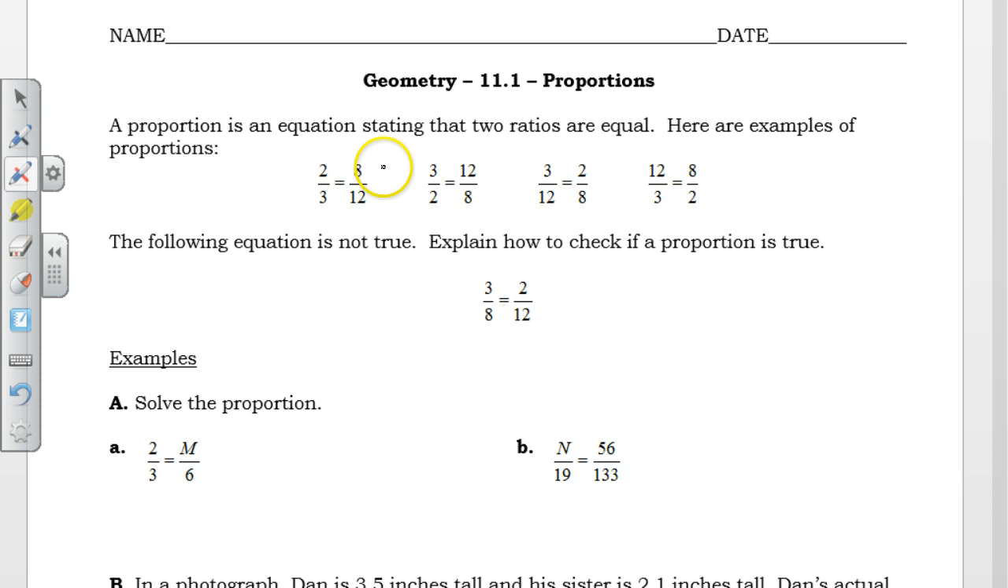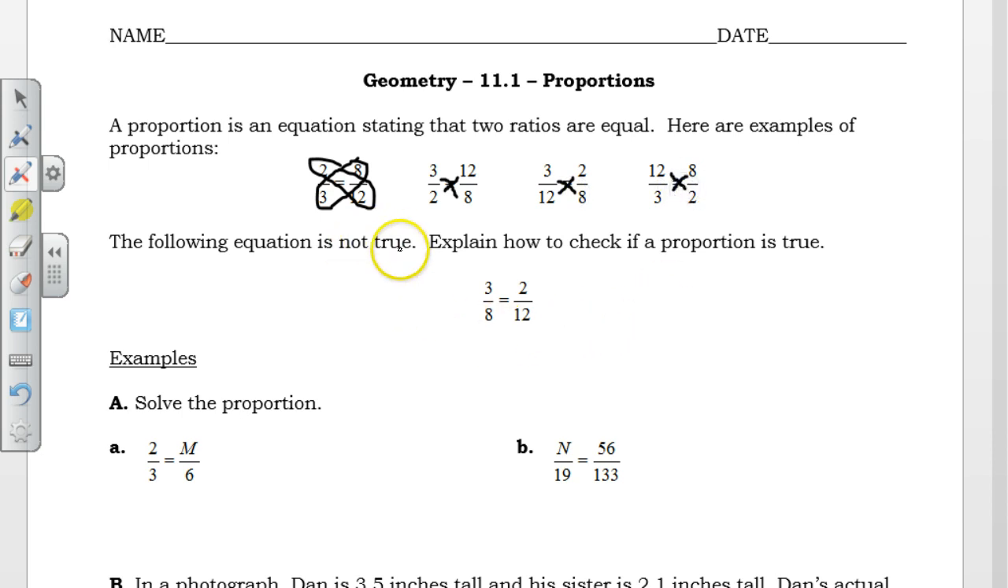So I can multiply 3 times 8 and I get 24. I can multiply 2 times 12 and I also get 24. If both of those give me the same answer, then that proportion is true. So here it would be 2 times 12, 24, 3 times 8, 24. And in fact, all of these are giving me 24 in my cross products. So all of these are true.